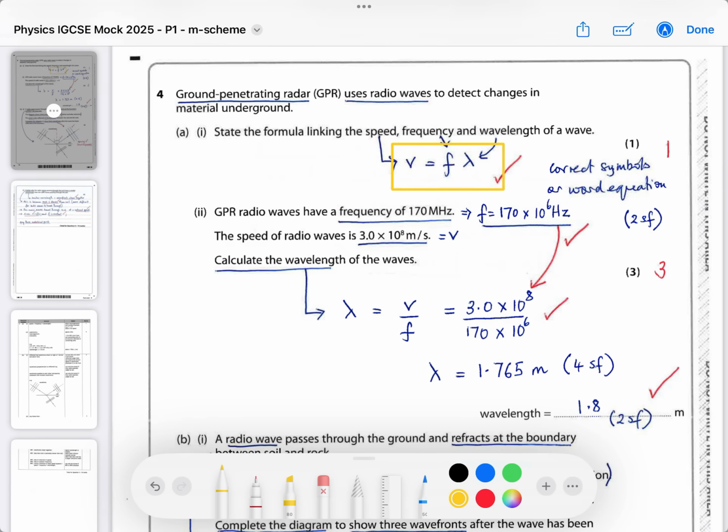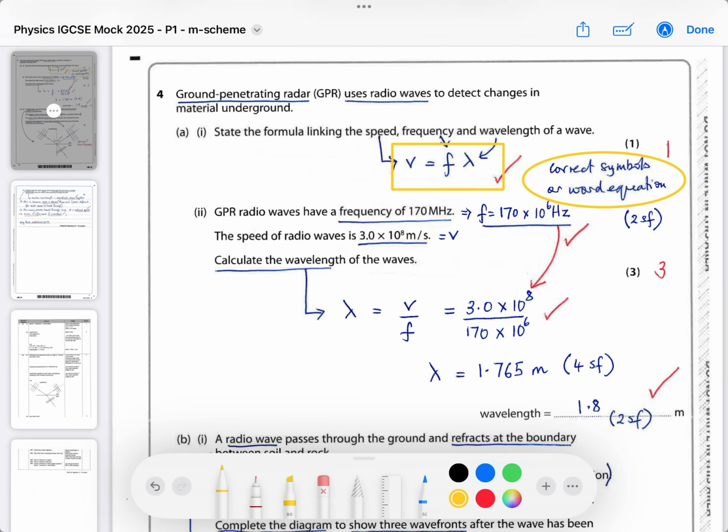You can see the way I've drawn arrows from the words to the symbols to just make sure the examiner knows that I know what each symbol stands for. That's why they normally prefer you to use word equations, and that's the normal way in physics. A definition is often given as a word equation.